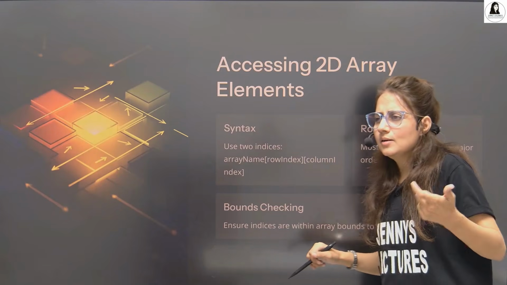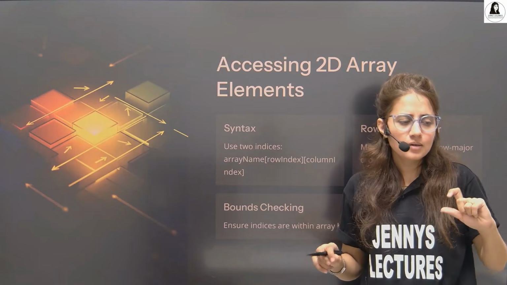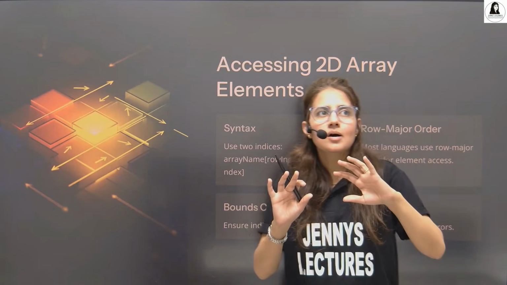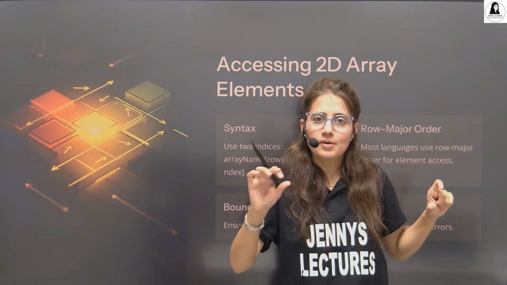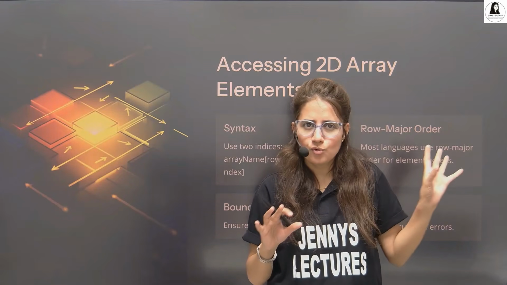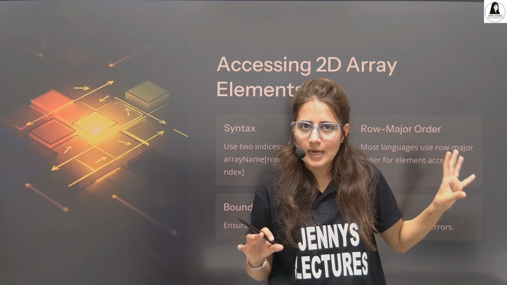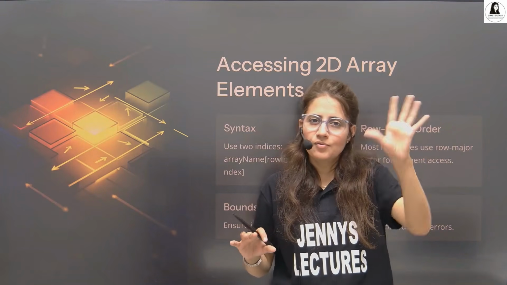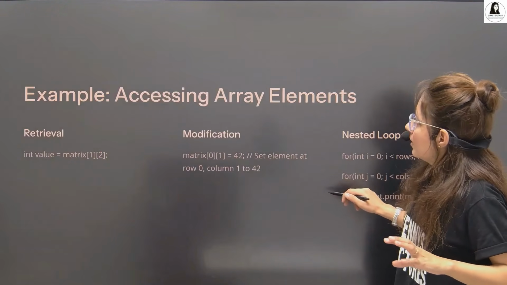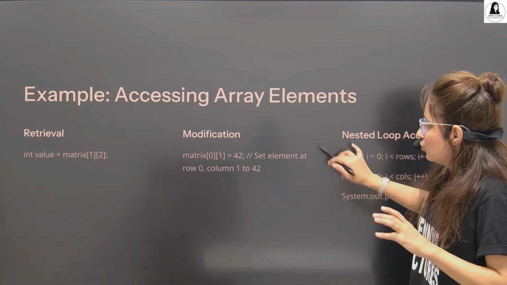Basically, row major and column major are in C and C++, because the elements are stored in contiguous memory locations. But in Java, it's not fixed. I told you how elements are stored in a 2D array. The JVM handles everything. Okay. So this is how you can access a 2D array.